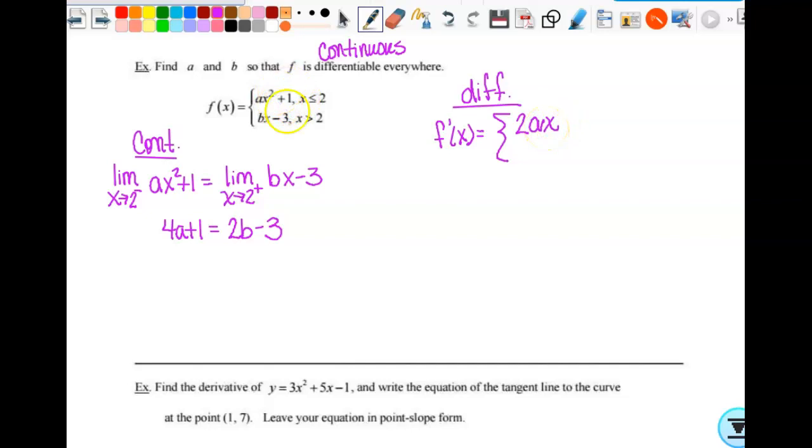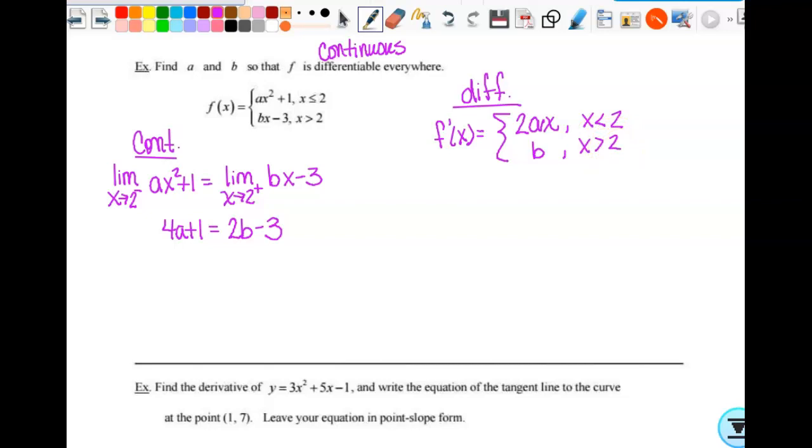What's the derivative of 1? 0. And then this is just going to be x is less than 2. I don't know if I can put the equals on there yet. Then I have bx minus 3. So what's the derivative of bx? B. What's the derivative of minus 3? 0. And then this is when x is greater than 2.